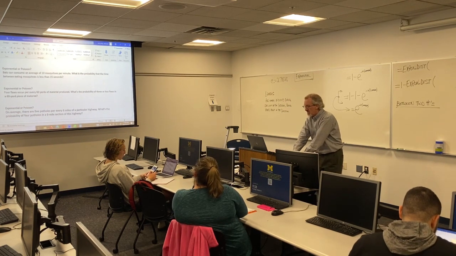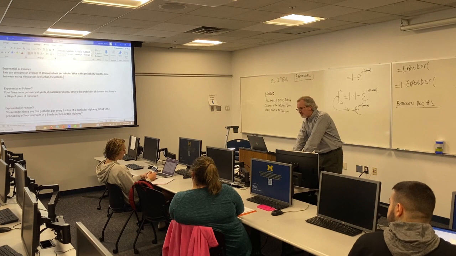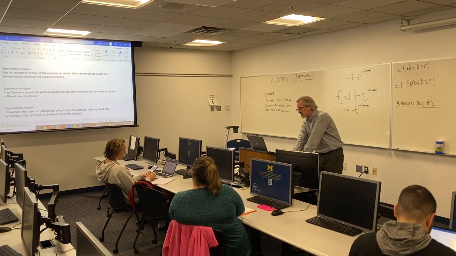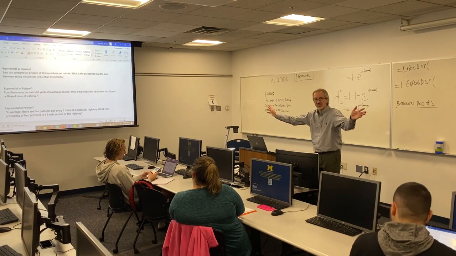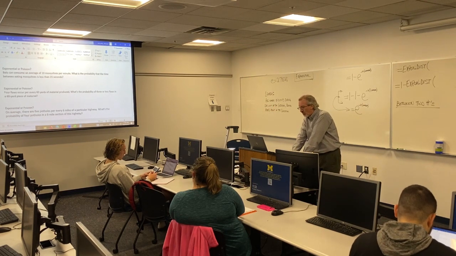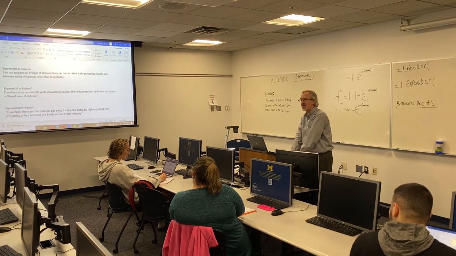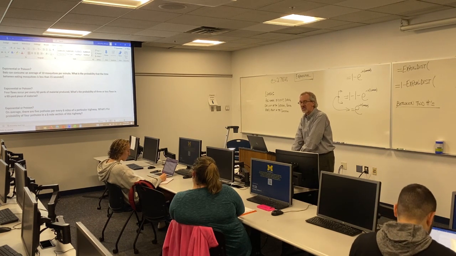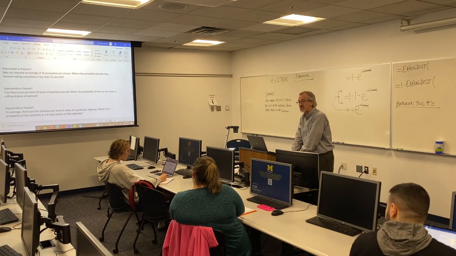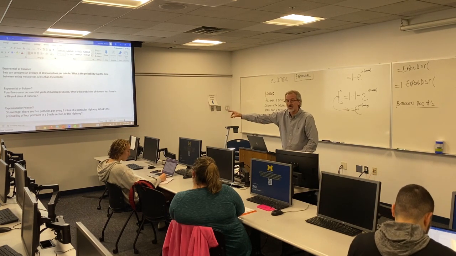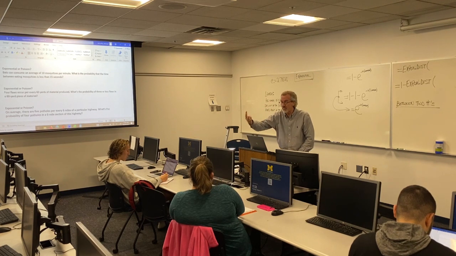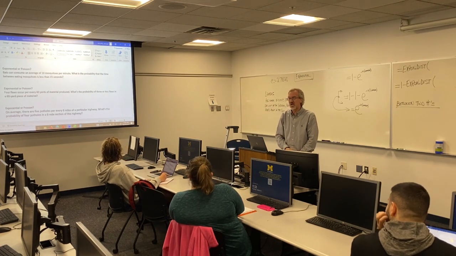Exponential or Poisson? On average, there are 5 potholes per 6 miles of a particular highway. Now that could be either one. That description of the mean could be either one. What's the probability of 4 potholes in a 6-mile section of this highway? Poisson or exponential? Poisson, because it says, what's the probability of 4 potholes? Because it's asking about the 4 potholes, that's how you know it's Poisson.